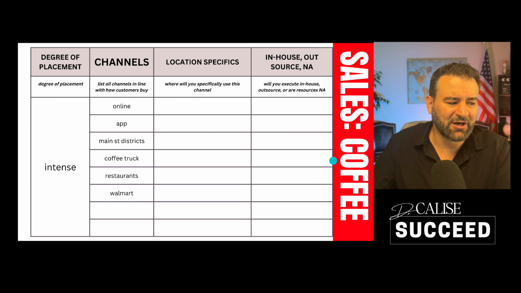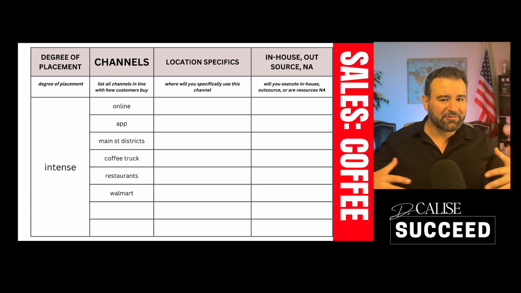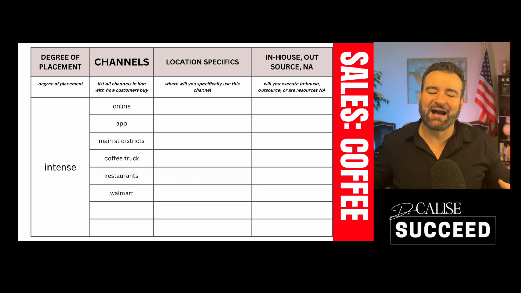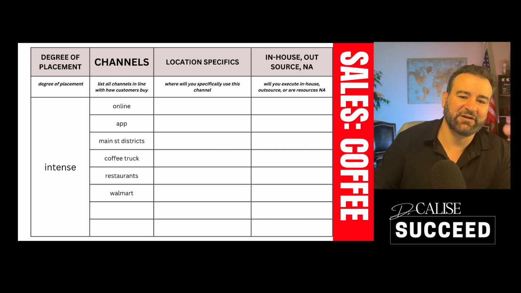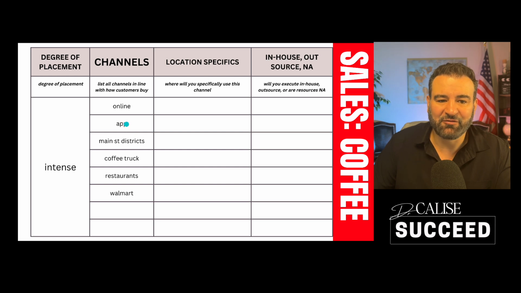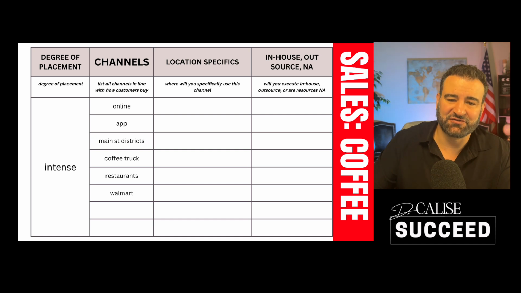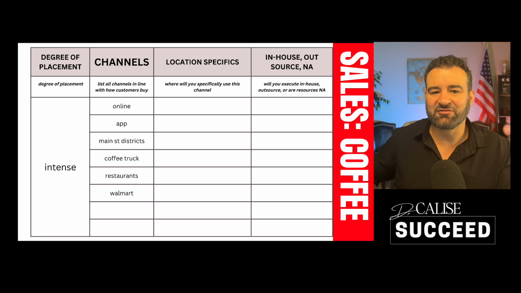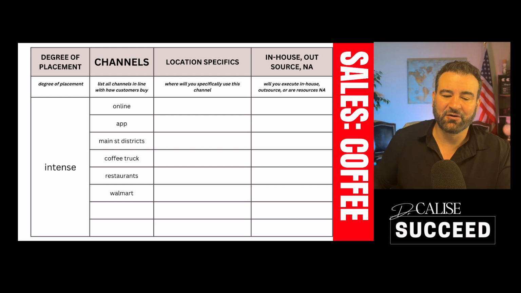So the local coffee shop, they want an intensive degree of placement. So they want their coffee in as many places as possible. So how exactly are they going to distribute their coffee? Well, they're going to sell their coffee online because they know customers buy online. They're going to sell their coffee through their app. They're actually going to have a mobile app because they know that's where the customers are. They're going to have a couple of physical brick and mortar locations in Main Street districts, right? So not necessarily heavy downtown districts, Main Street Greenville or Main Street Hendersonville.